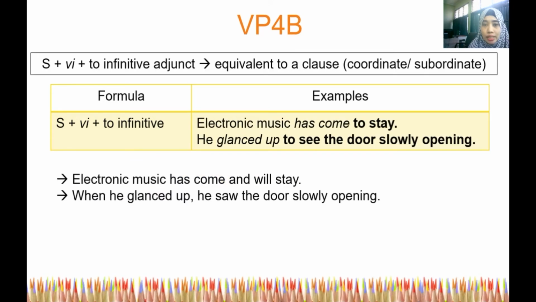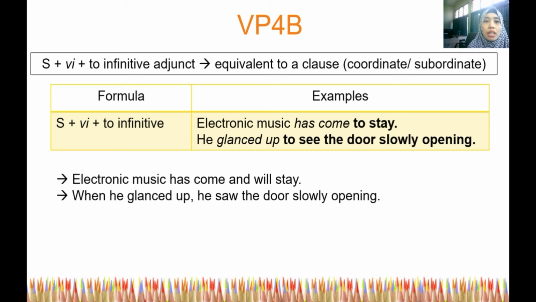Right. Next, we have the verb pattern for B. It still deals with to infinitive adjunct, but here the to infinitive has the equivalent form in a clause. It can be coordinate or it can be subordinate. So in simple words, we can say that the to infinitive can be changed or replaced with a clause, whether it is a coordinate or a subordinate clause. The formula is the same, subject plus verb intransitive plus to infinitive.